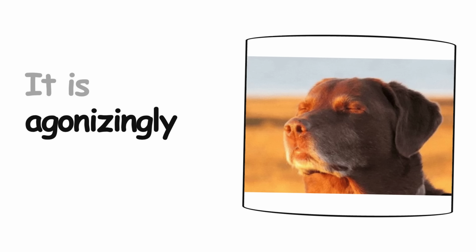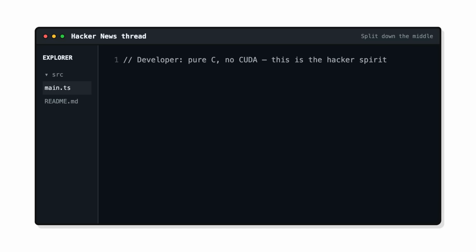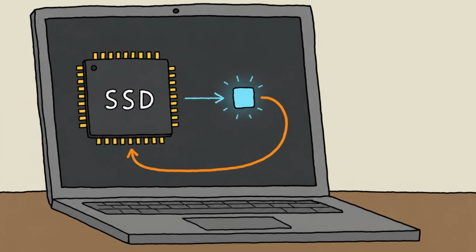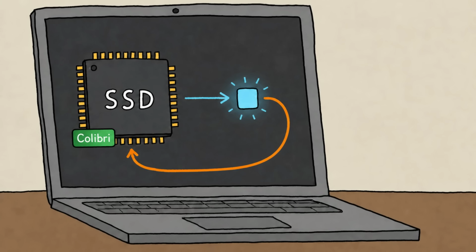It is agonizingly slow. The Hacker News thread for this project was basically split right down the middle between developers worshiping the hacker spirit of the code and pragmatic users asking if a tool this slow actually has a real-world use case. But Colibri is not just passively accepting that speed limit. It is actively trying to cheat it.